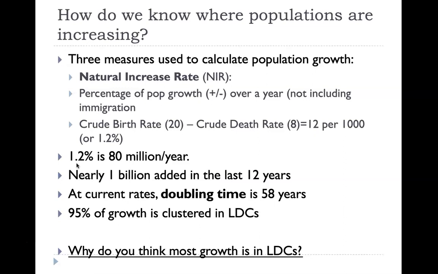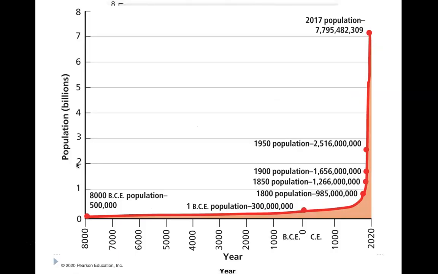The term doubling time, the time it takes for a population to double, is now down to 58 years. And then just keep in mind on a world level that 95% of growth is going to be clustered in LDCs or developing countries. All right?